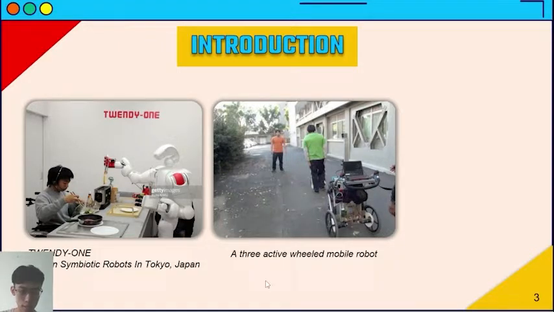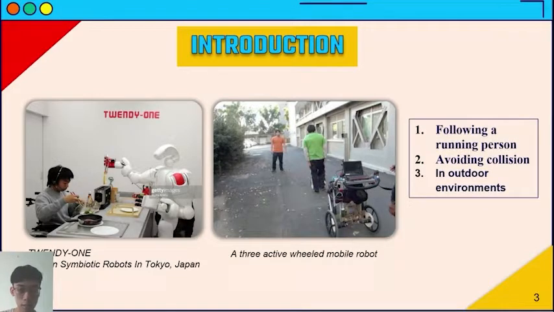So the authors of this research have the idea to create a wireless mobile robot. It can follow a running person, avoid collision, and it can work in outdoor environments.